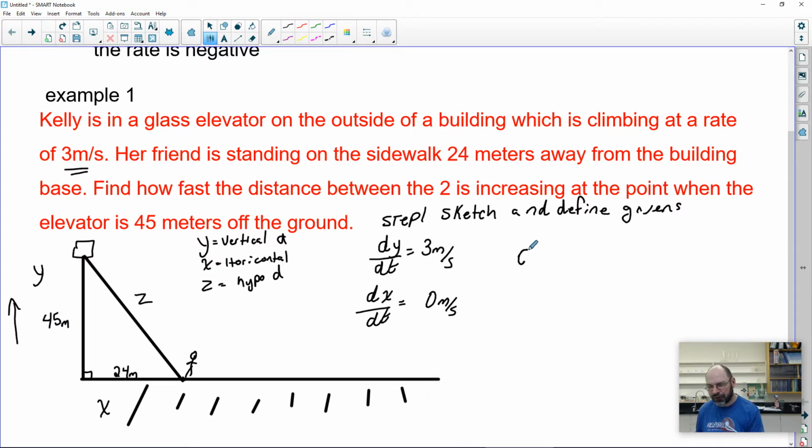And what we're trying to find out is, what is the distance that's changing between the two, which is this distance here? How much is this growing? If this one's growing, and it is growing because if she started here and went up, it's getting farther and farther away, so that's why this is positive. If she was coming down, this would be shrinking. This would be negative, but she's going up. It says climbing at a rate. Okay, so this is our unknown.